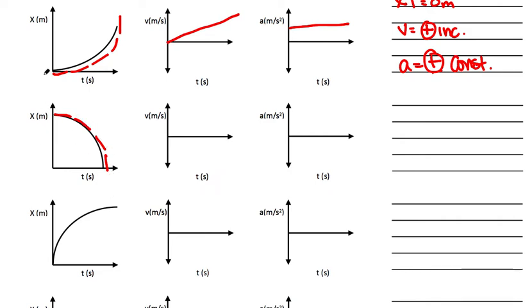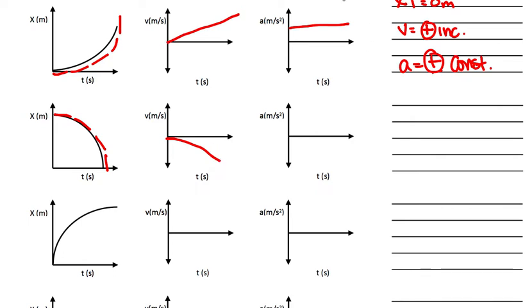But this time, instead of moving in a positive direction, starting at 0 and moving away from your origin, we start at a positive position and move towards our origin, or move towards 0. Okay, so we have an increasing negative velocity.